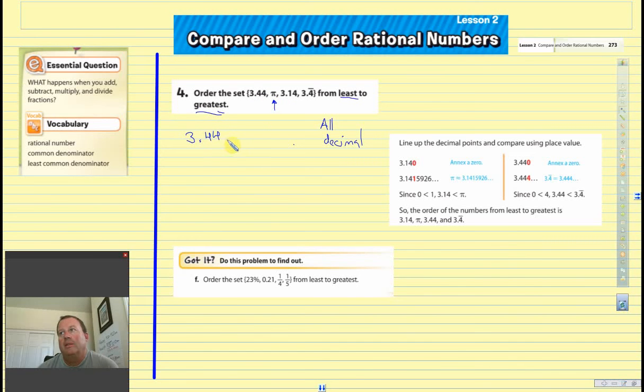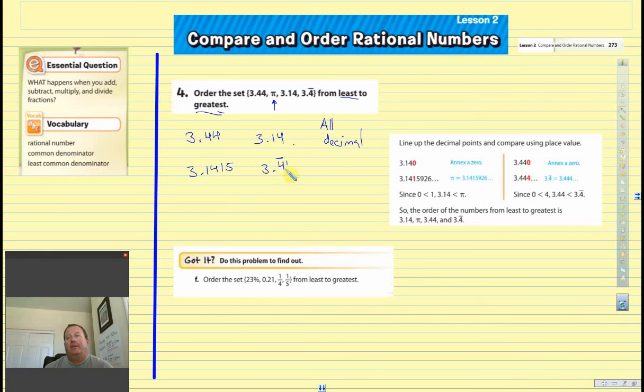Remember, pi is 3.1415926, and it goes on and on. If you're not sure, use Google and it'll tell you. So it's 3.1415. I don't need to go any farther than that. 3.14 and 3.4444 forever. I'm just going to put a line over it.